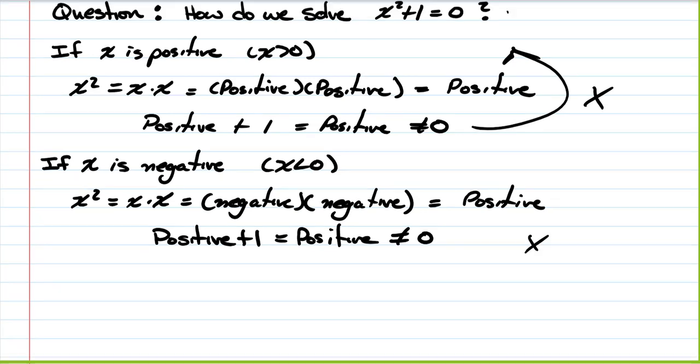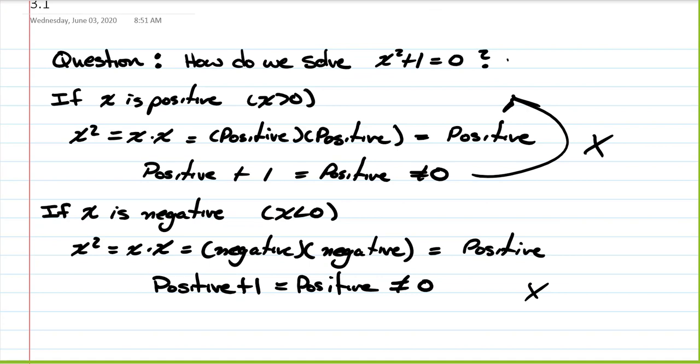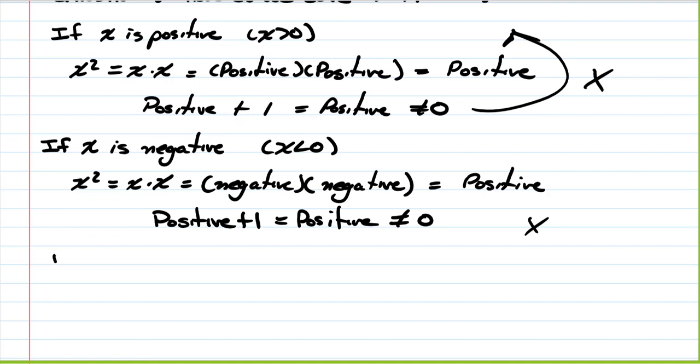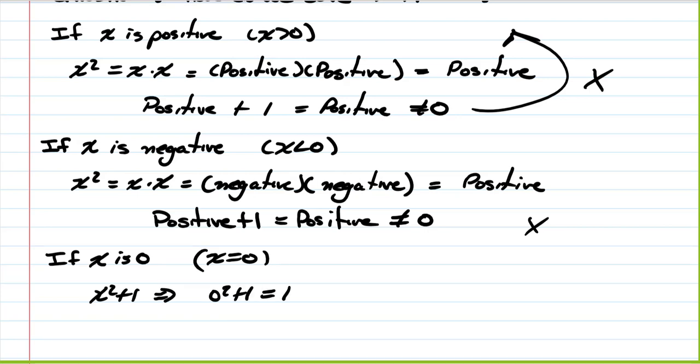So for the equation x squared plus 1 equals 0, x can't be negative, x can't be positive, so what's the only possible choice that's left? 0. But we can check that one directly. If x is 0, we just plug that into our equation directly. So x squared plus 1 would be 0 squared plus 1, which is 1, which is not 0.